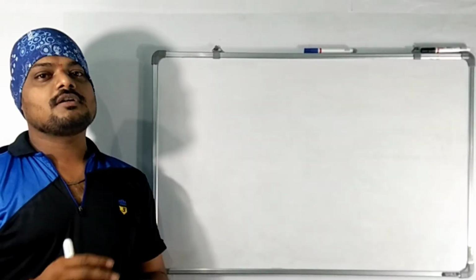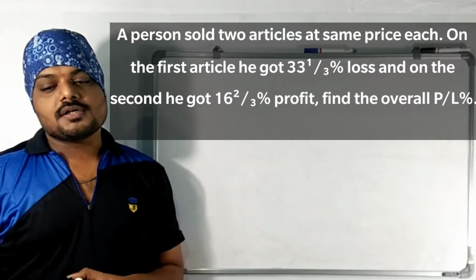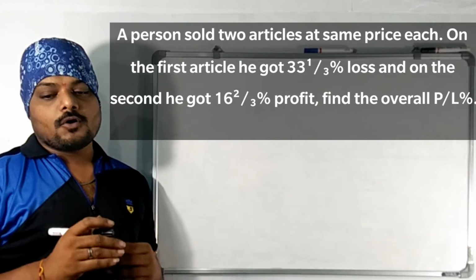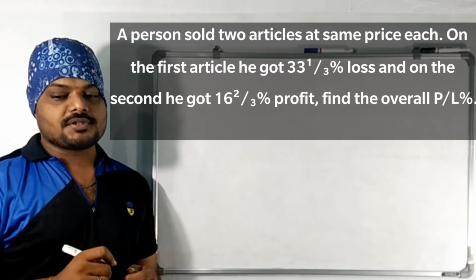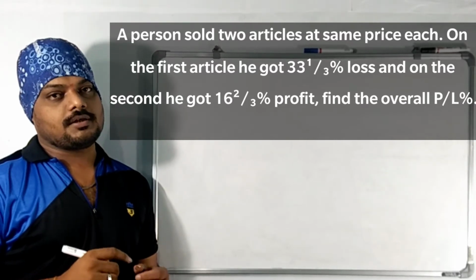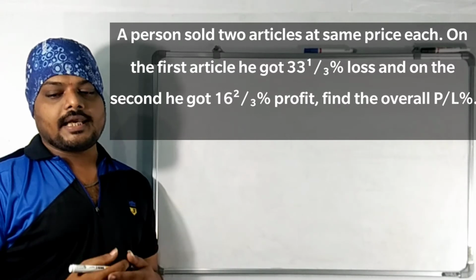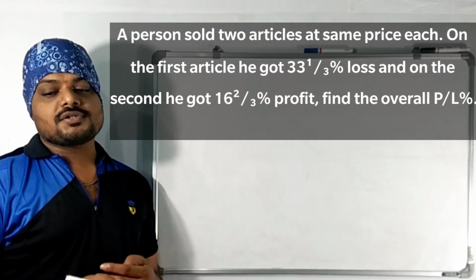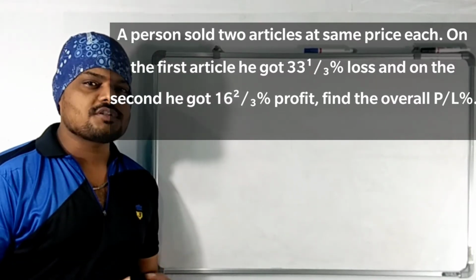So here is our last question for today. I am reading the question. A person sold two articles at same price. On the first article, he got 33 1 by 3 percentage loss, and on the second article, he got 16 2 by 3 percentage profit. I have listed the percentages here. Find the overall profit or loss percentage.